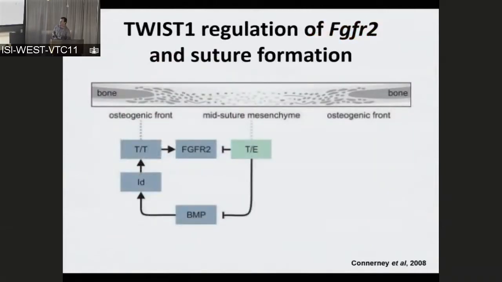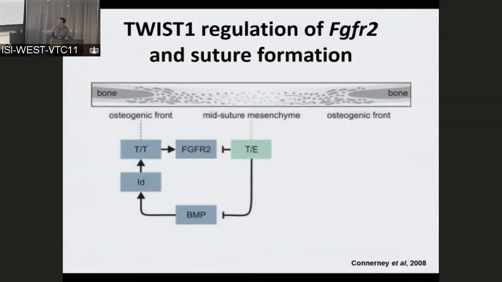And BCL11B is interesting not only because there is a phenotype, and there's probably going to be papers coming out on that soon from other labs, but I said Twist and FGF receptor 2 are at the core of a model about how bone formation is controlled at the suture and how you maintain suture mesenchyme. It involves Twist homodimers versus heterodimers controlling FGF receptor 2 expression. There are many other factors involved, BMP and IDs being one of them.